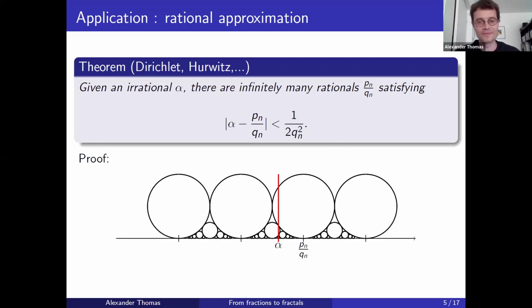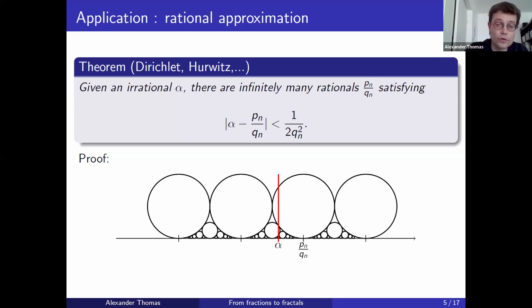So here's the proof. You take your Ford circles, this kind of fractal, you take your irrational alpha somewhere on the real line, represented as a point, and you draw this vertical line. You can imagine that you travel on this red line coming from above, and you go towards alpha. But since these circles cover the space above the real line, you will enter a circle, then go out, enter another circle, go out. Finally, you will visit an infinite number of these Ford circles.